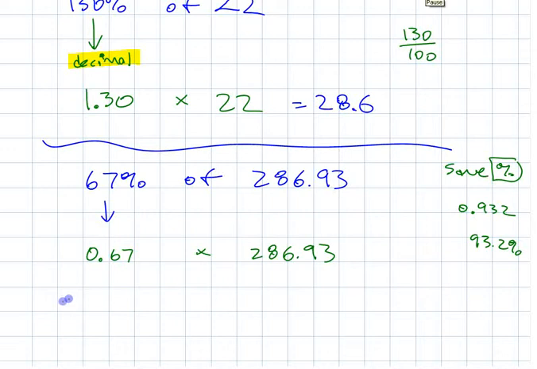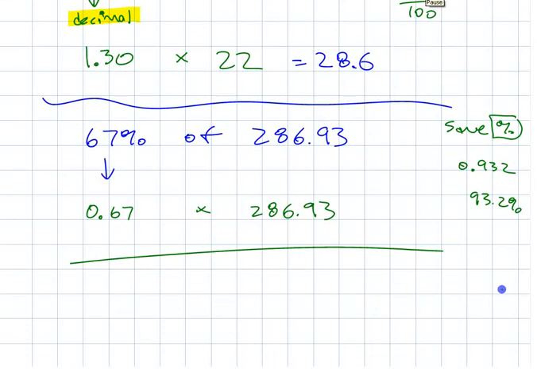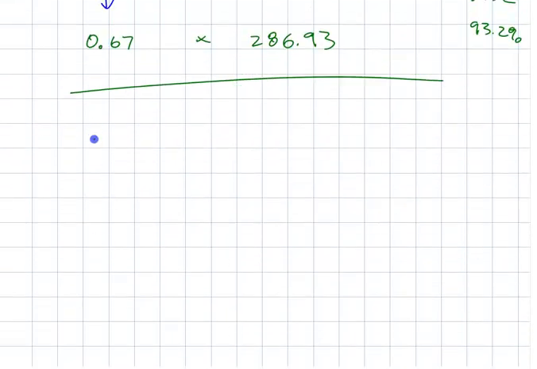No matter what percentage I put here, as long as you can change it to a decimal, it's simple, right? Even if it's 28.7% of 5,072, as long as you can change it to a decimal. What would you put in your calculator for this? Somebody put up your hand and tell me. What would you put in your calculator for that? How would you put that on your calculator? What do you think?